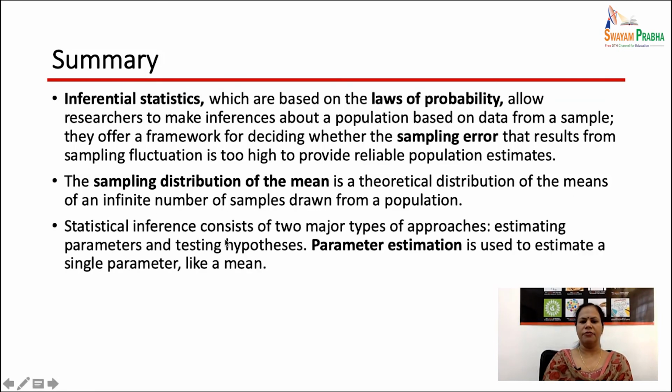Statistical inference consists of two major types of approaches: estimating parameters and testing hypotheses. Parameter estimation is used to estimate a single parameter like a mean. So it means the population mean, which we assess through the sample mean, and then we see whether the sample mean is near to the population mean or not.